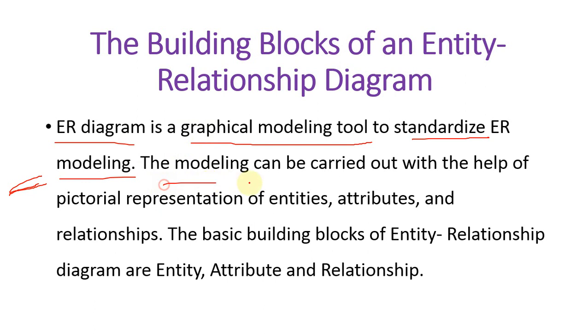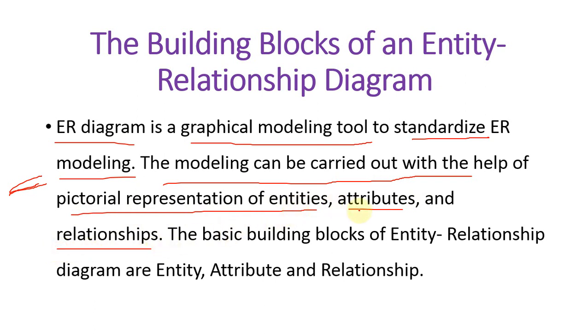The modeling can be carried out with the help of pictorial representation of entities, attributes and relationships. This ER diagram will represent all these things separately with different symbols. The basic building blocks of an entity relationship diagram are entity, attribute and relationship. Only these three. Keeping these three elements in mind, some diagram is going to be plotted.